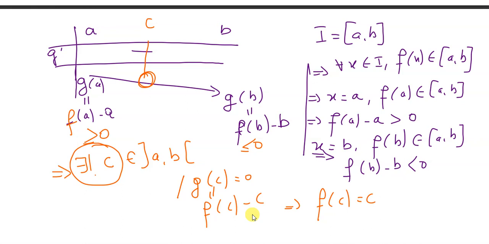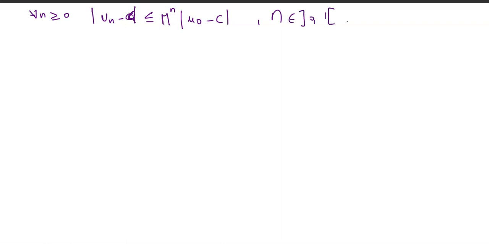of the function f. Let's move now to the second point, where we need to prove that whatever n is superior than 0, the absolute value of un minus c is less than m to the power of n times the absolute value of u0 minus c, where the fixed point is c and m belongs to 0, 1. Okay, so we know that the function f is a contraction. So this is what we want to use.